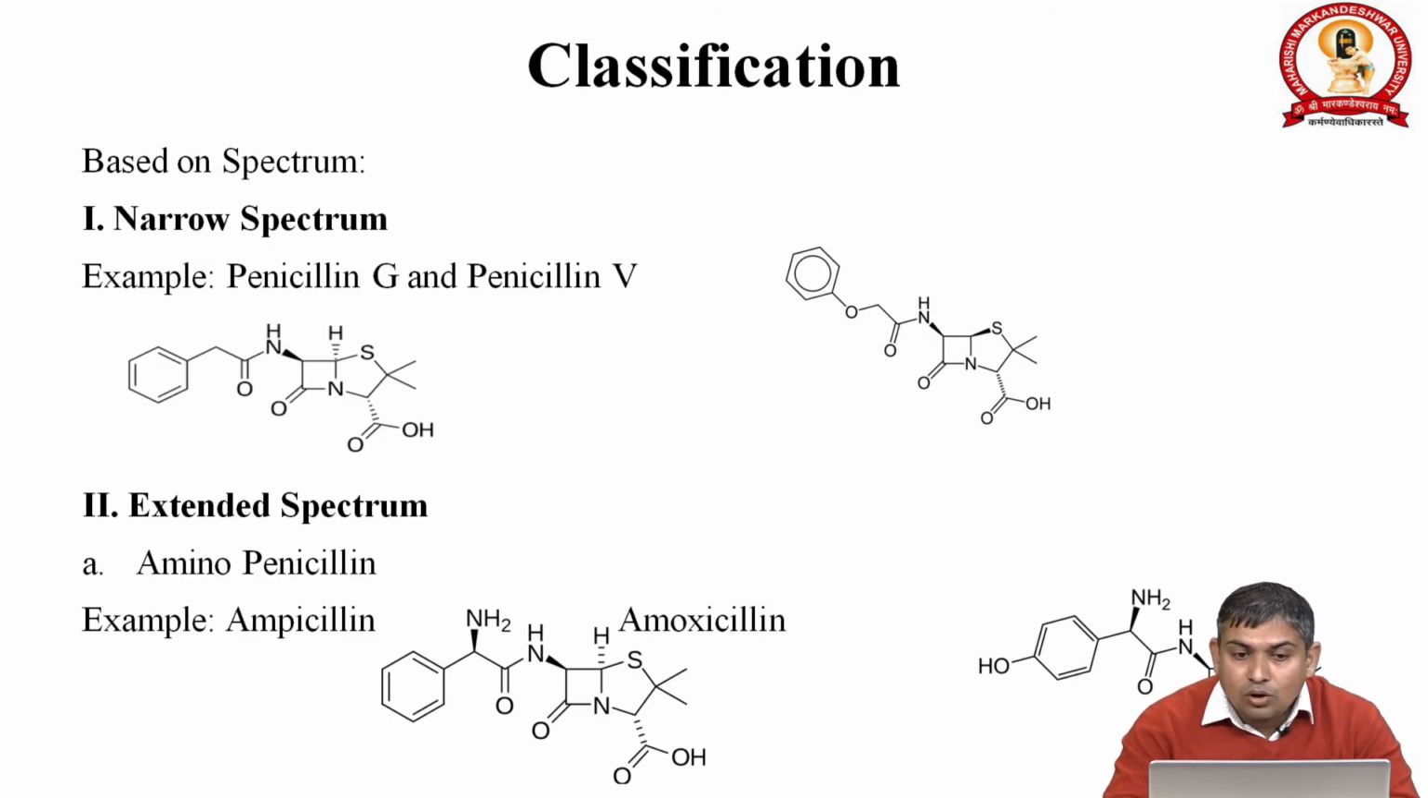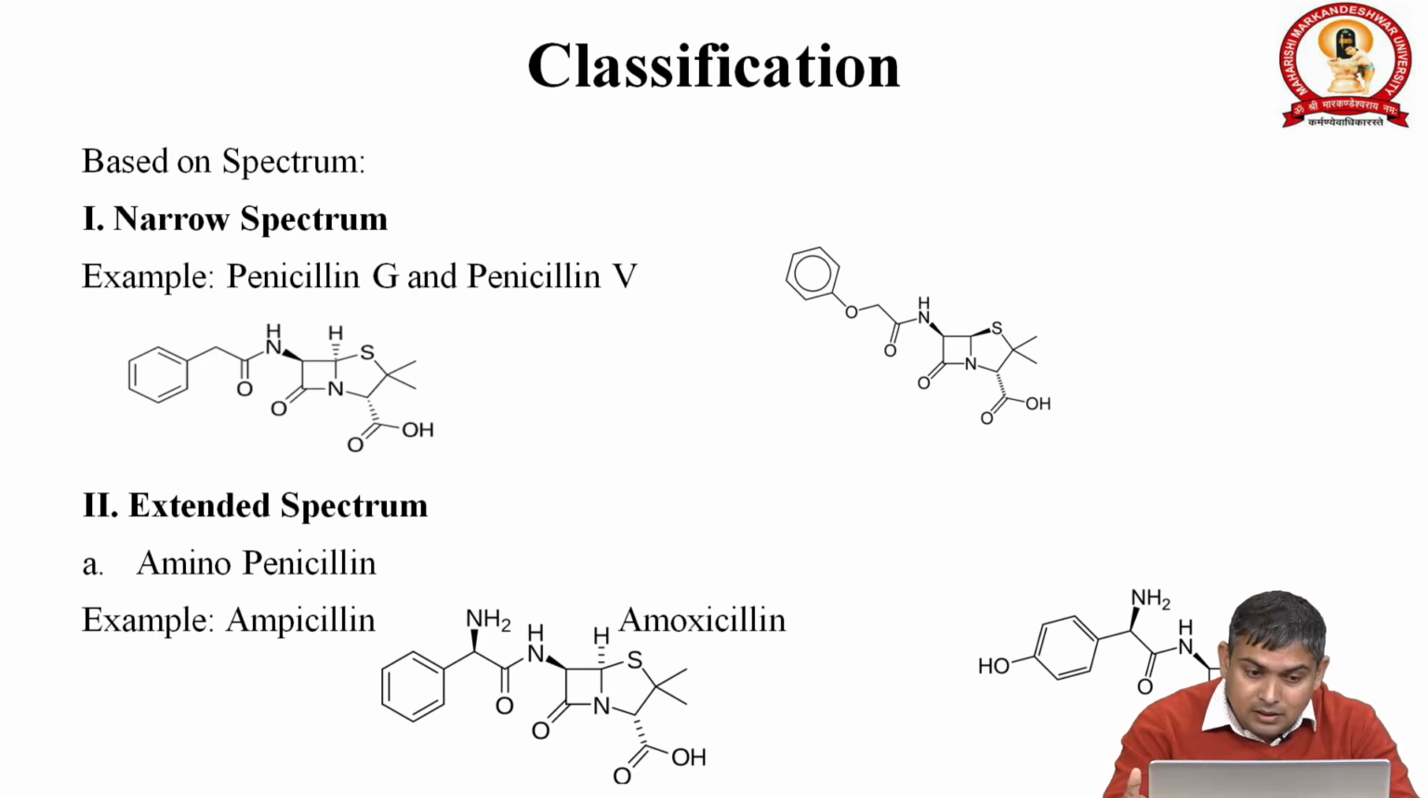Now we can also classify penicillin antibiotics based on their spectrum of activity. The first one is narrow spectrum penicillin antibiotics, the second is extended spectrum penicillin antibiotics. Narrow spectrum antibiotics include examples like penicillin G and penicillin V. Penicillin V is stable against gastric hydrochloric acid, so we can administer it by the oral route, and penicillin G is the prototype drug of this class, that is benzyl penicillin, and it is unstable against gastric hydrochloric acid.